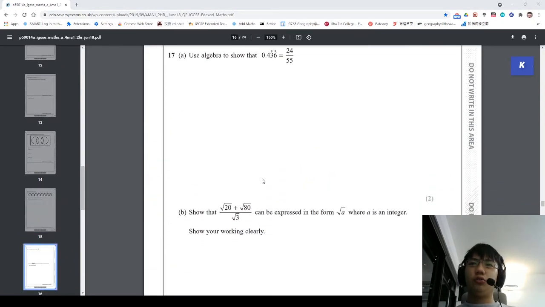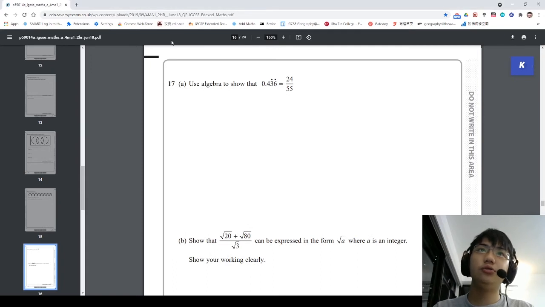So moving on to question 17. For part A, we need to use algebra to show that 0.436 recurring is equal to 24 over 55. And for part B, we need to show that 20 root 20 plus root 80 over root 3 can be expressed as root a, where a is an integer. Show your working clearly.